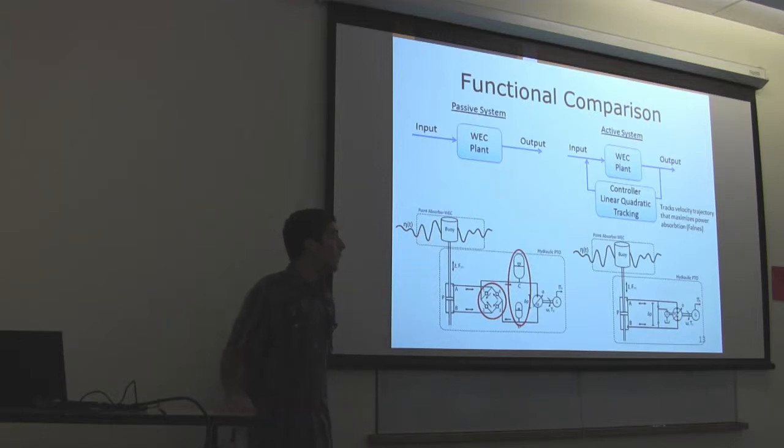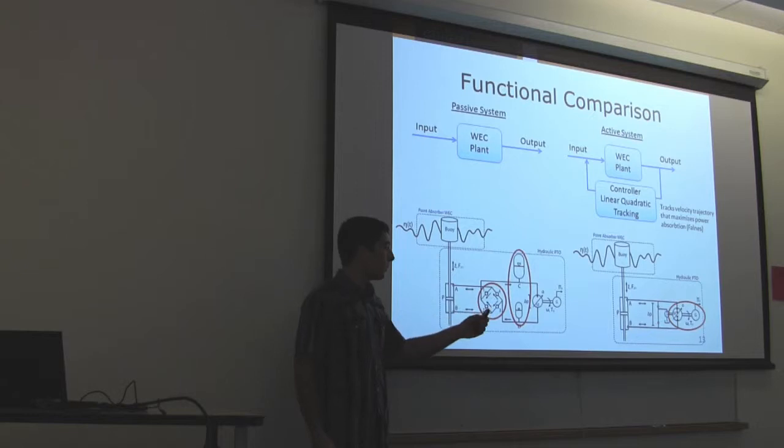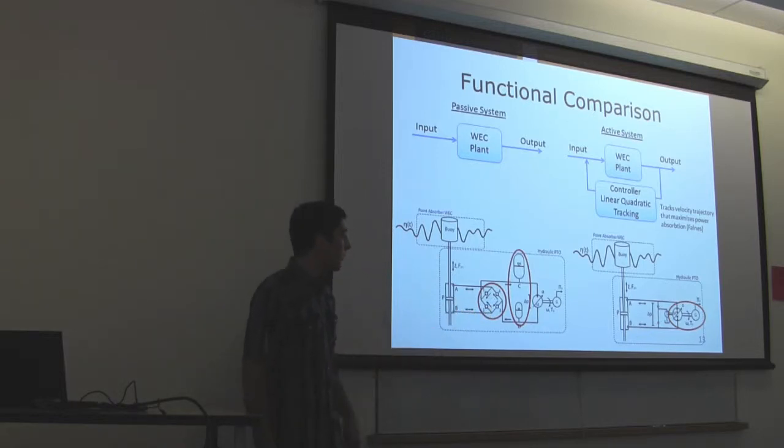The active system is a closed loop system. We use a linear quadratic tracking controller to track an optimal velocity profile, and this optimal velocity profile will allow the device to achieve maximum power. The key ingredient here is the variable displacement hydraulic motor pump. And the damping on the generator is also assumed to be able to be changed in order to provide some torque feedback as well.